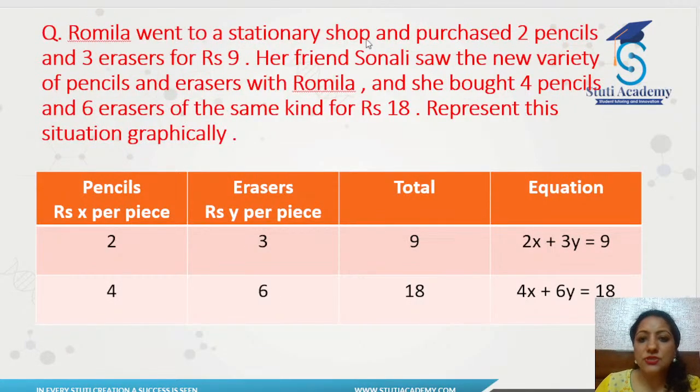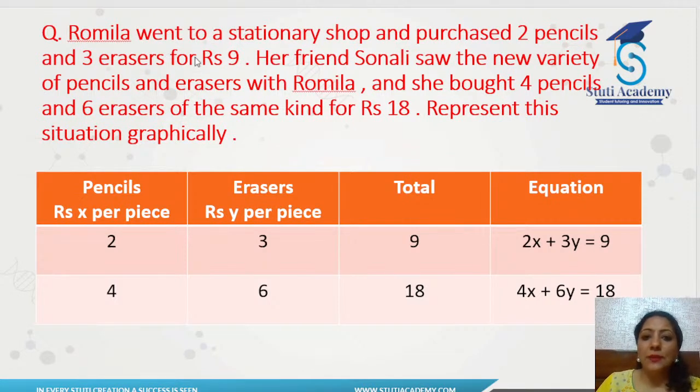Romila went to a stationery shop and purchased 2 pencils and 3 erasers for 9 rupees. So she went to a shop, she purchased 2 pencils, 3 erasers, and she spent 9 rupees in all. We don't know the price of a pencil, we don't even know the price of an eraser. 1 eraser, 1 pencil, we don't know the cost of it.